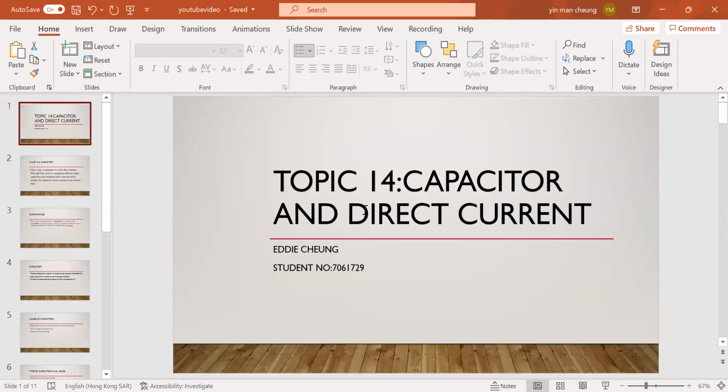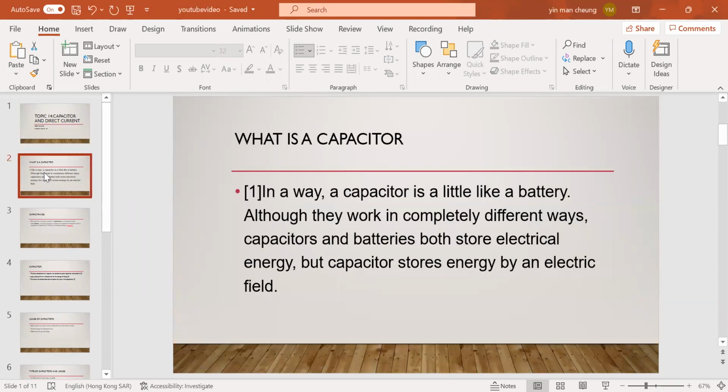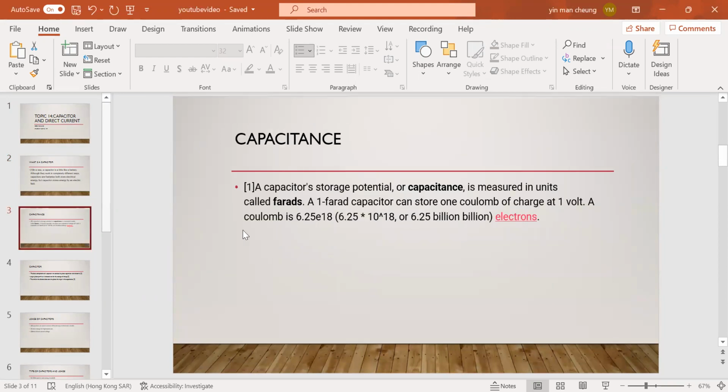Today I'm going to talk about the capacitor and direct current. First, a capacitor is like a battery. It's a device to store electrical energy. It stores energy by electric field, and a battery stores by chemical energy. So they're a bit different.